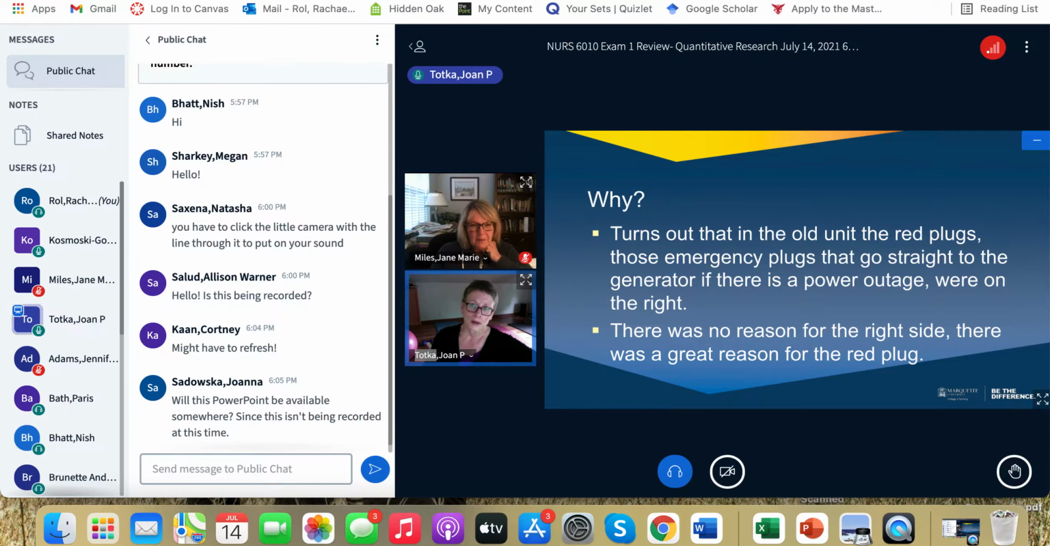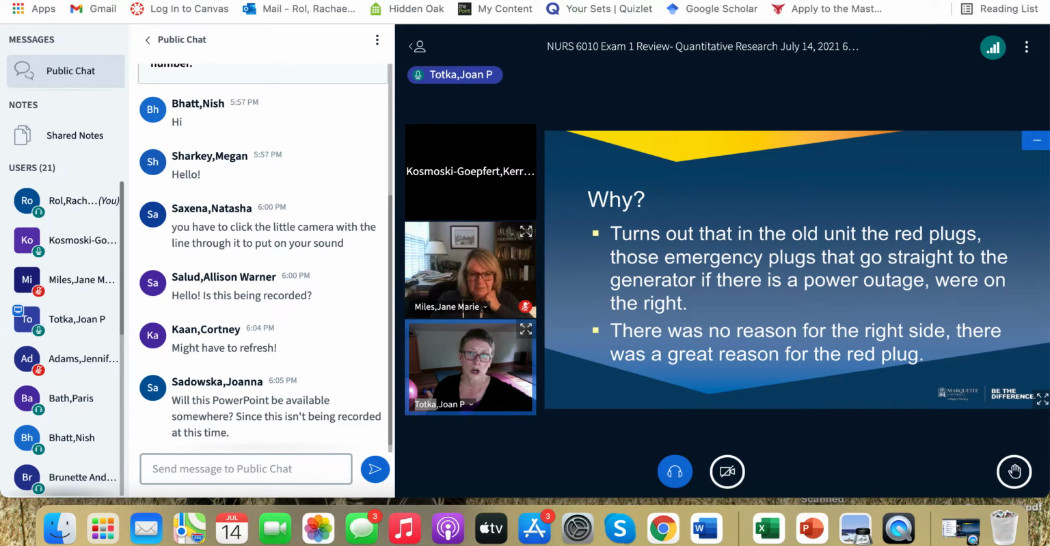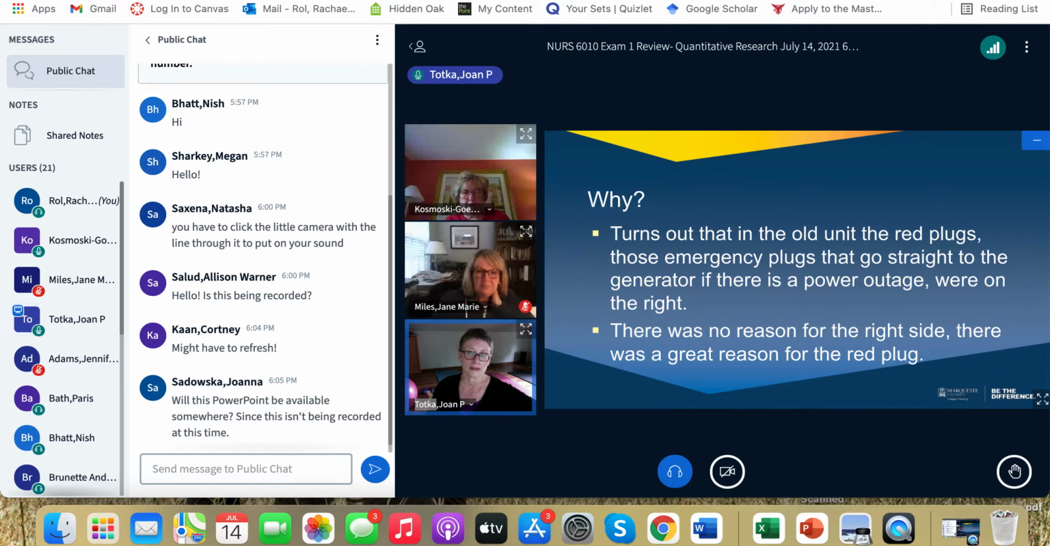And what we found out is that in the old unit, the red plugs, which are the plugs that don't go out even if you lose power, were on the right side of the bed. And that's why the vent went on the right. So there was absolutely no clinical reason for the right side, but there was a great reason to plug the ventilator into a red plug.